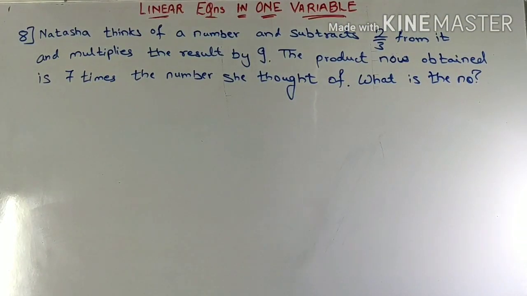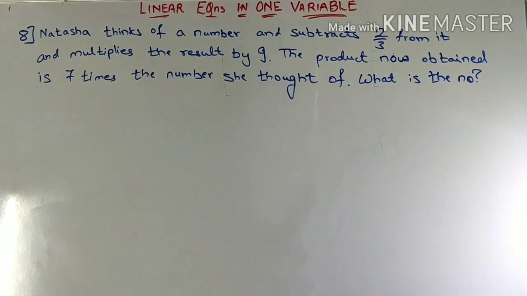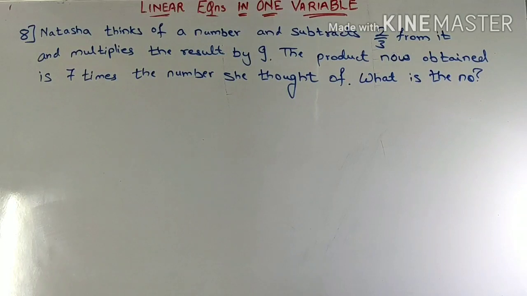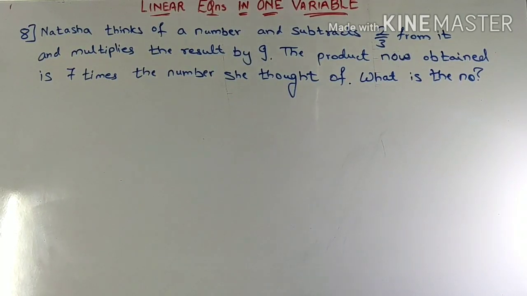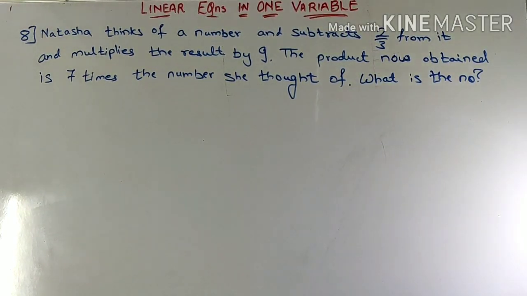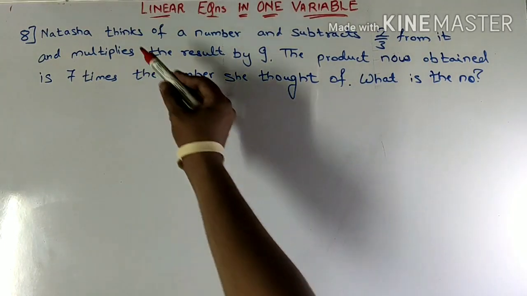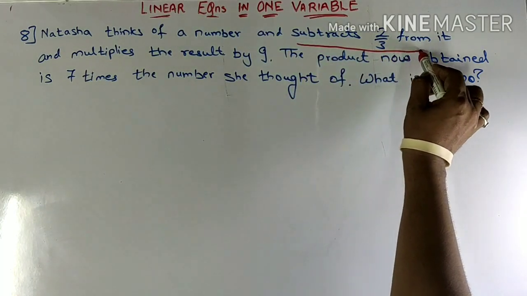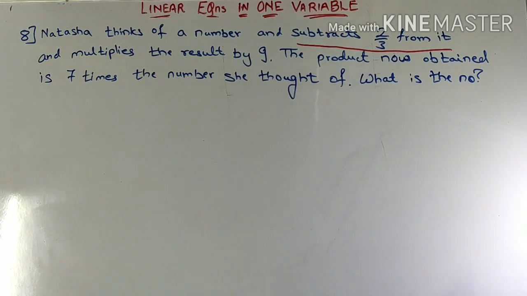Natasha thinks of a number and subtracts 2 by 3 from it and multiplies the result by 9. The product now obtained is 7 times the number she thought of. What is the number? So what is the original number that she thought of? Now the problem looks a little complicated, but it's pretty straightforward. Sticking to our regular routine, break the problem into parts. Natasha thinks of a number and subtracts 2 upon 3 from it. This is the first part.